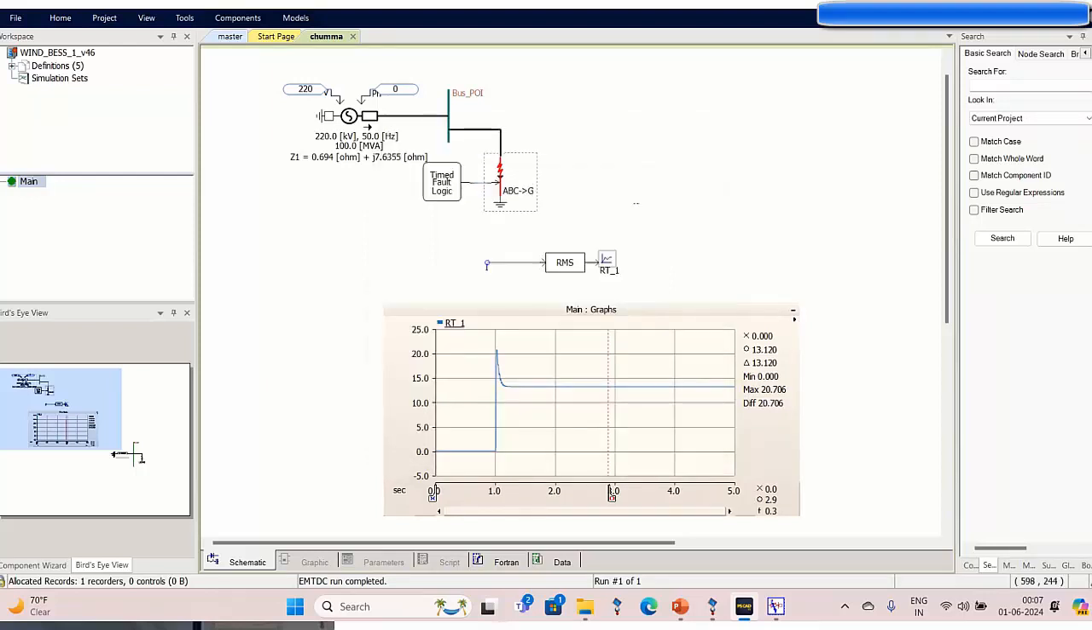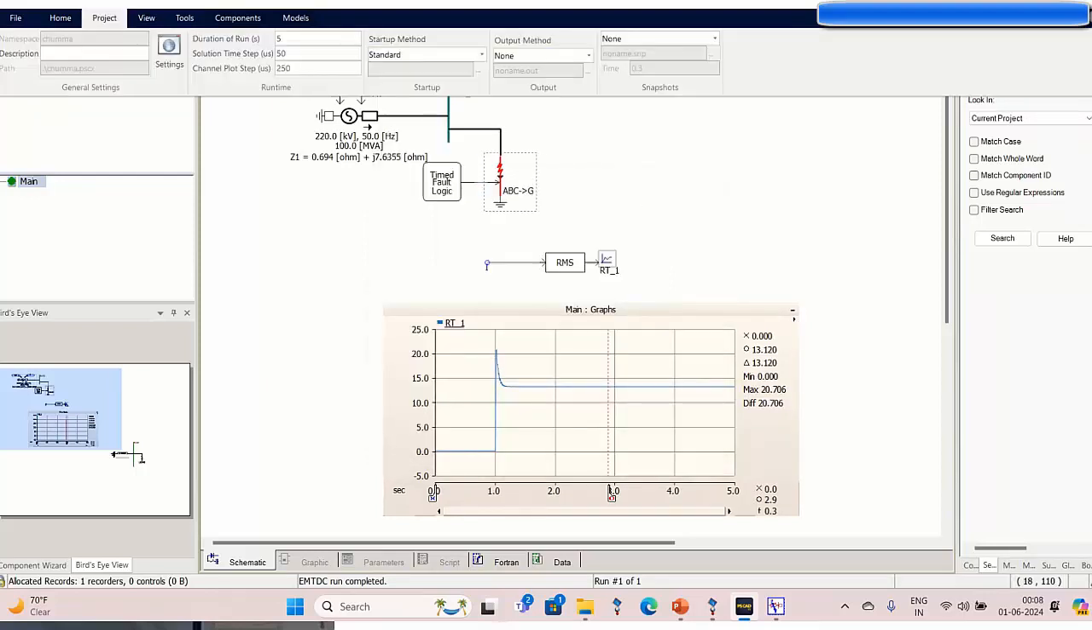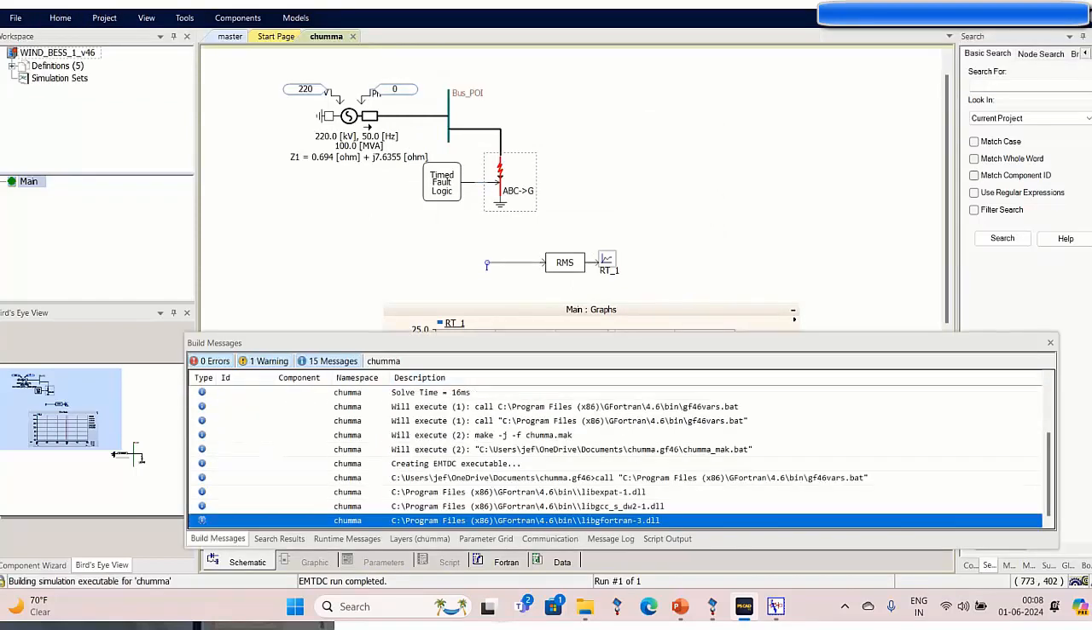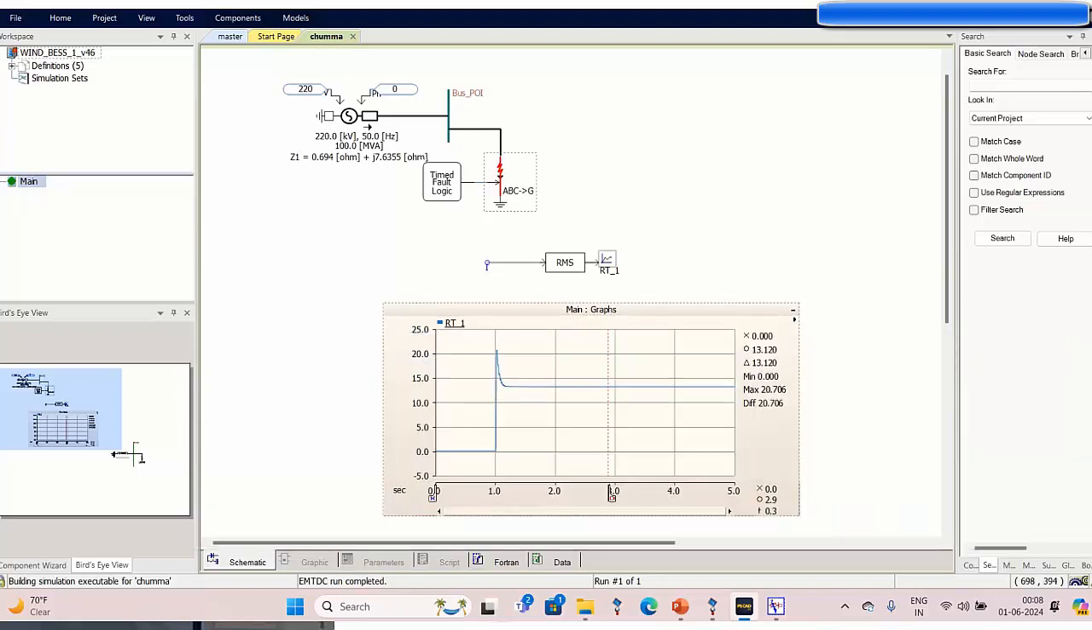I can also cross check this fault type with the three-phase fault. Let me run this model. Now you cross check this one. It is 16.54. Sorry, 16.564. So even PSCAD produces the same result when we properly model this particular source.